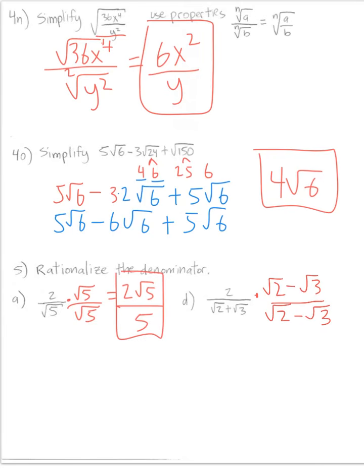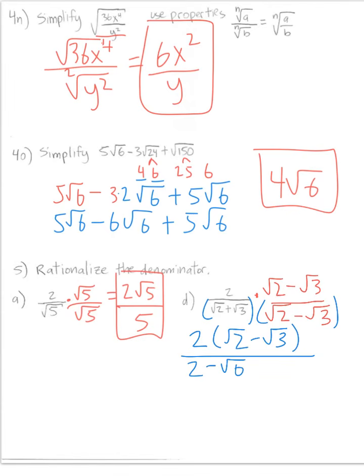Okay? When we do this, I'm going to go ahead on top and I'm going to get 2, and I'm going to leave it for right now. I'm not going to distribute the numerator. We'll see if it cancels in a little bit. And on the bottom, if we FOIL this, first times first gives us 2. Outside gives us negative root 6. Inside gives us positive root 6. And last gives us minus 3.